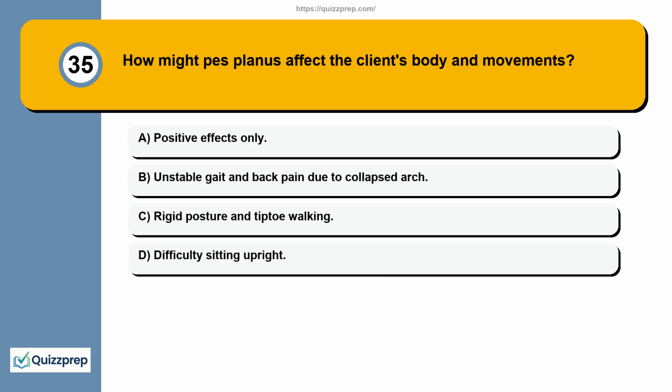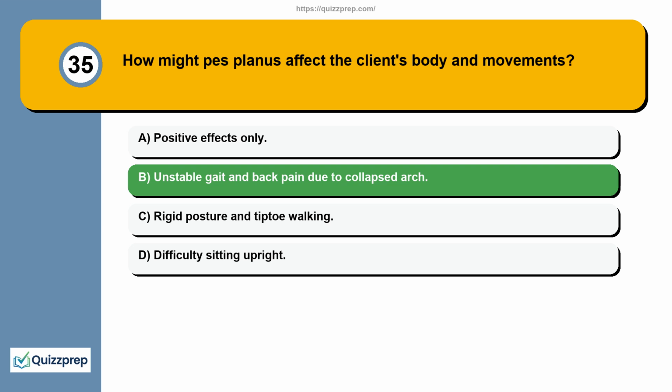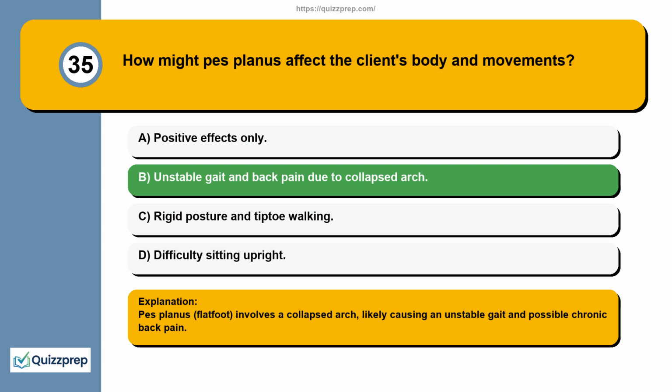Question 35. How might pes planus affect the client's body and movements? Positive effects only. Unstable gait and back pain due to collapsed arch, rigid posture and tiptoe walking, difficulty sitting upright. Pes planus, flatfoot, involves a collapsed arch, likely causing an unstable gait and possible chronic back pain.